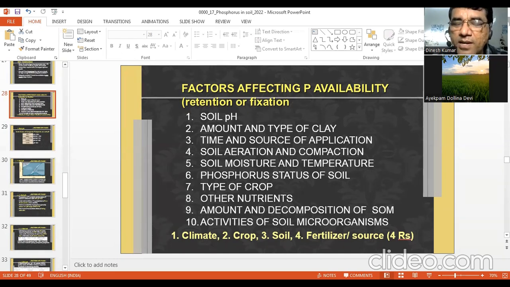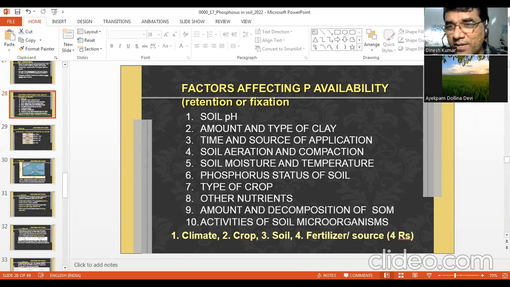Then there can be soil factors like pH. pH can affect, anion exchange capacity can affect phosphorus availability. And in soil, you have clay, composition, aeration. So many factors related to soil can affect phosphate availability. It is just your thinking. If you give thinking, you can find the answer.